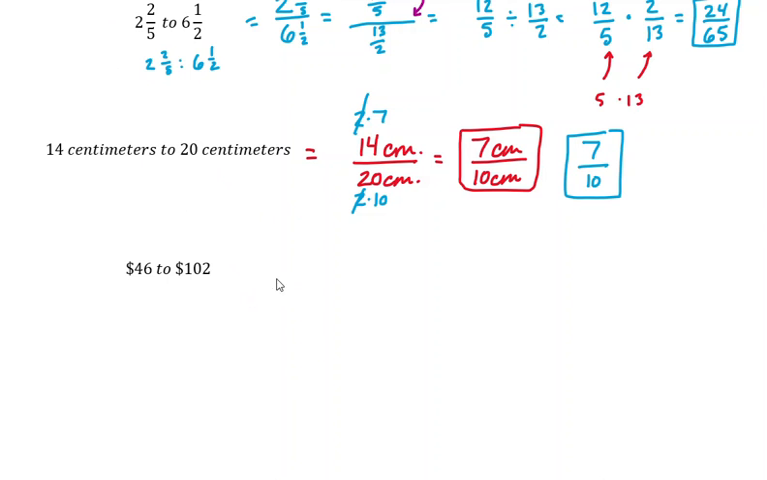But in general, we don't want to complicate this too much. We're just going to write our ratio as a fraction. $46 to $102. We can divide by 2. We get 23 to 51. And 23 is a prime number, so that is as far as we can take it.